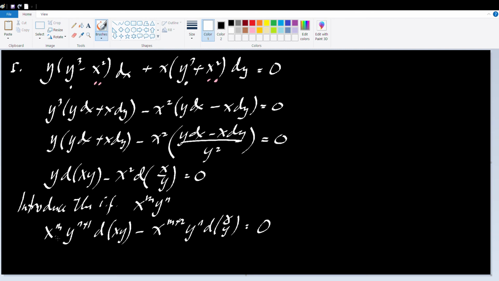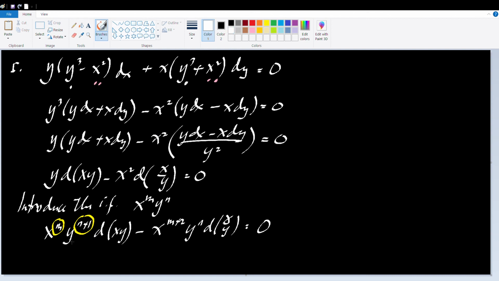For x to the m, y to the n plus 1 to be a rightful and appropriate coefficient for the differential of xy, what should be the condition for the exponents of x and y? What must be the condition for m and n plus 1 for x raised to m, y to the n plus 1 to be a rightful or appropriate coefficient for the differential of xy?